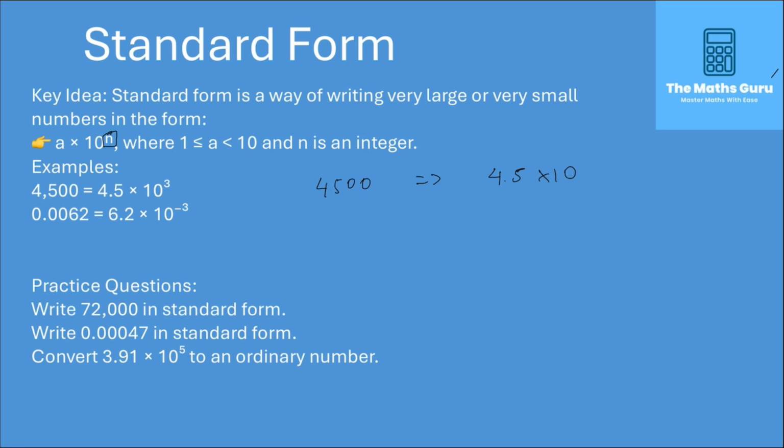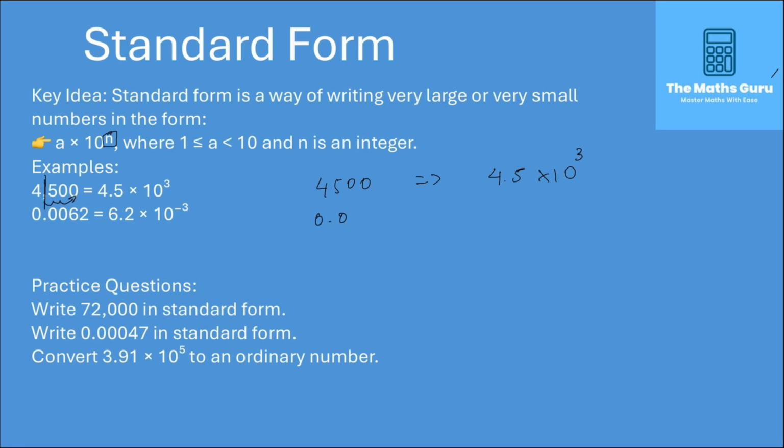If you look from here, we've moved 1, 2, 3 places, and they've all now become below 0. So we've moved it 3 spaces, so the power is 3.